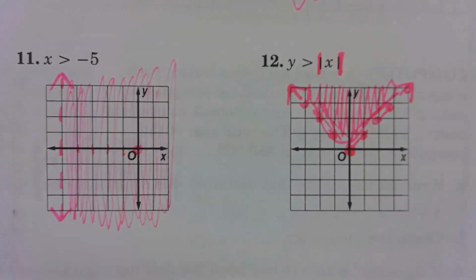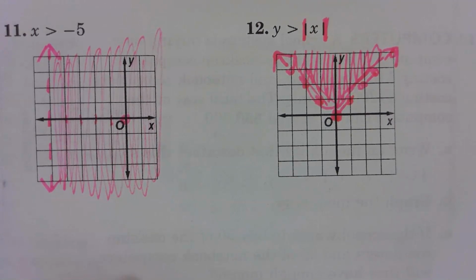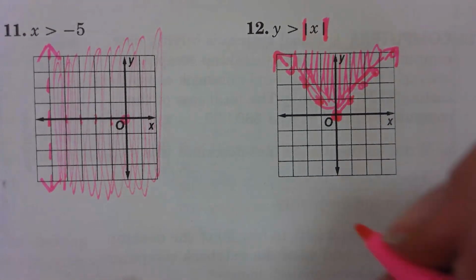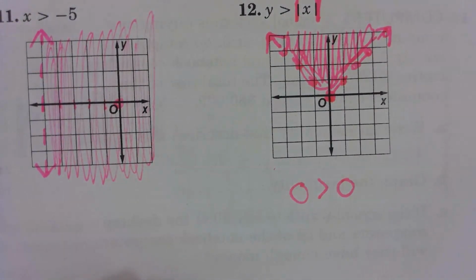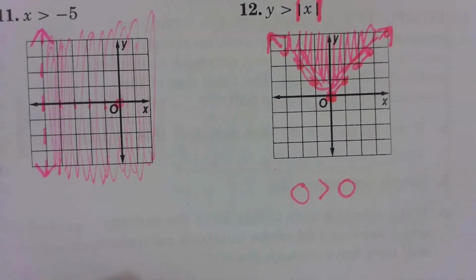Would 0, 0 be a solution? No. Because the line is dashed. And again, if you plugged it in, is 0 greater than 0? No.